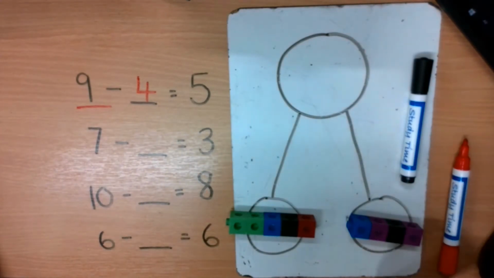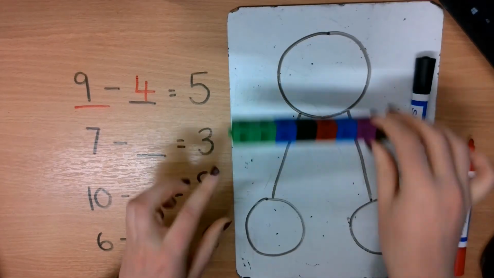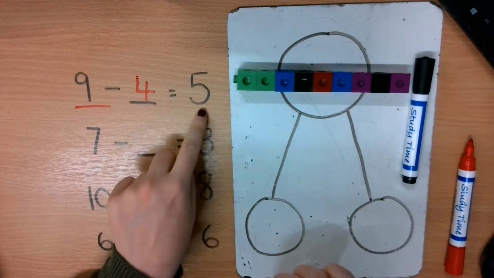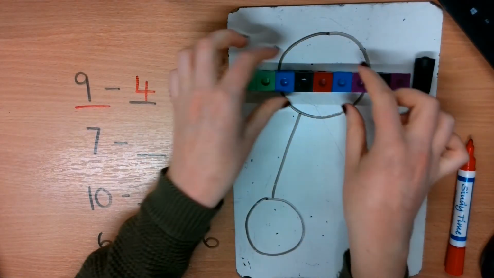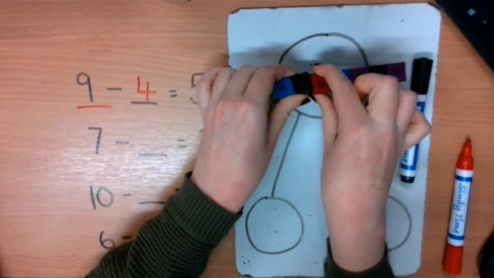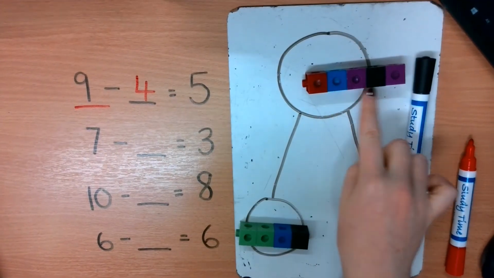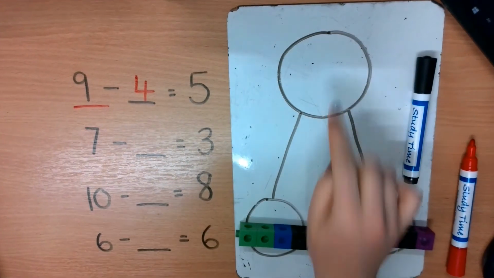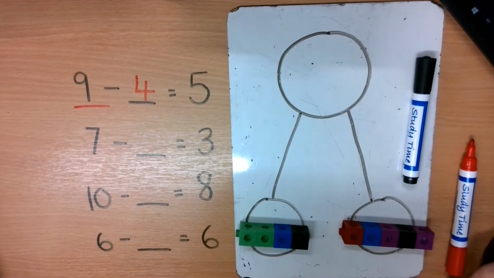Let's check that again. Now if I put my 9 back together and do the calculation 9 subtract 4, let's see, am I left with 5? There's my 9. I take 4 of them away. How many am I left with? 5. Those are the two parts and 9 was my whole. Did you get that one right? Let's have a go at the next one together.